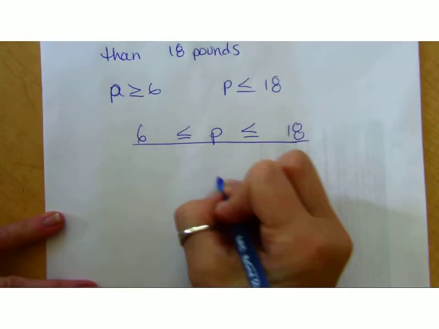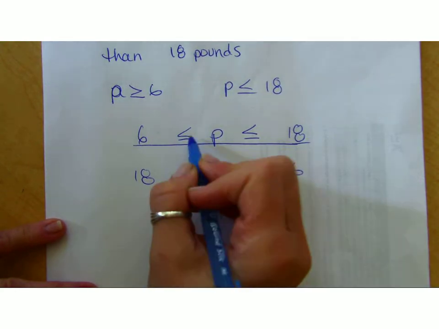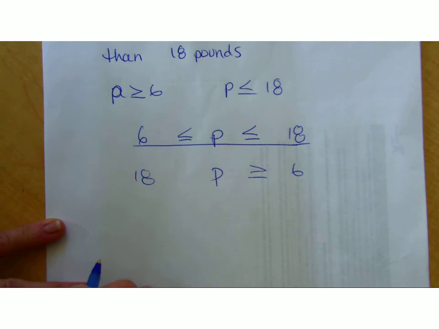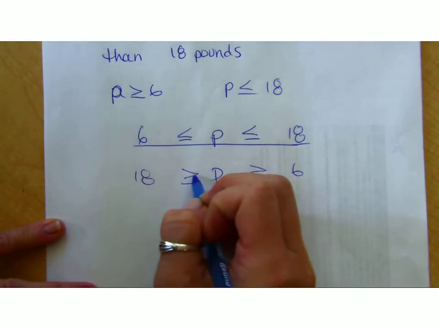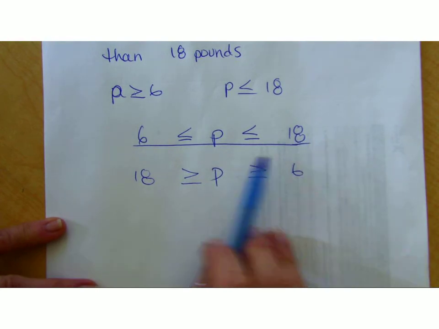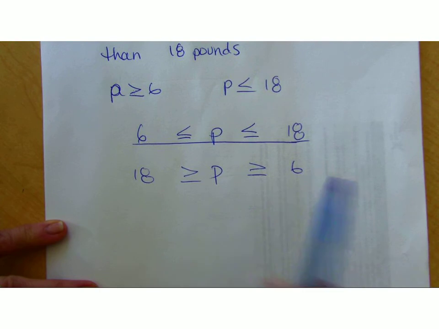If for some reason you really want the 18 there and the 6 there, then your weight has to be what compared to 6? Greater than or equal to it, but then less than 18. So the order that you choose to put your numbers in is going to depend on the direction of your signs. Neither one is right or wrong. They're both right.